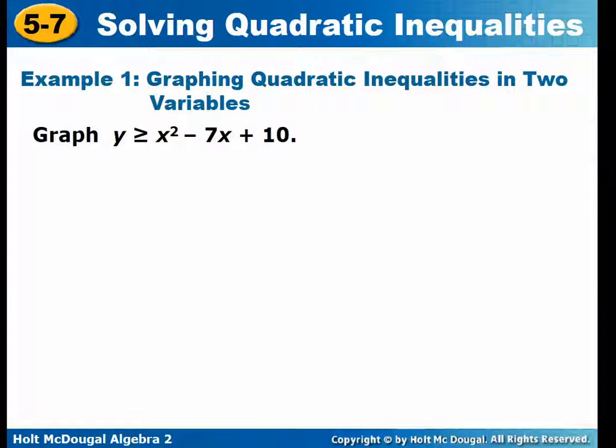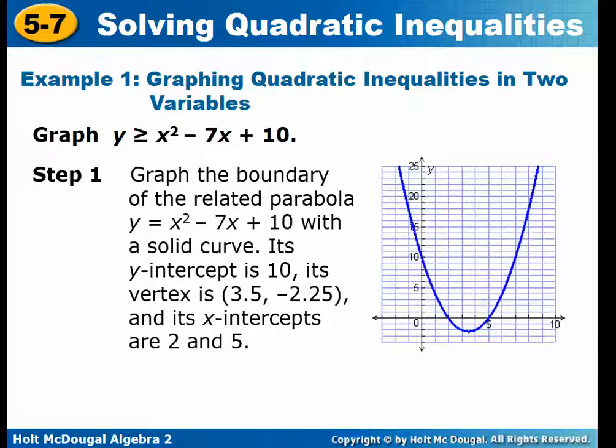Here we have y is greater than or equal to x squared minus 7x plus 10. Now, we can graph these by hand using some of the techniques we learned at the beginning of this chapter. We can find the vertex, we can find the y-intercept, we can find some of the zeros, the x-intercepts. And how did we do that? Let's see. Remember that the y-intercept is going to be the c, the constant at the end of your quadratic equation.